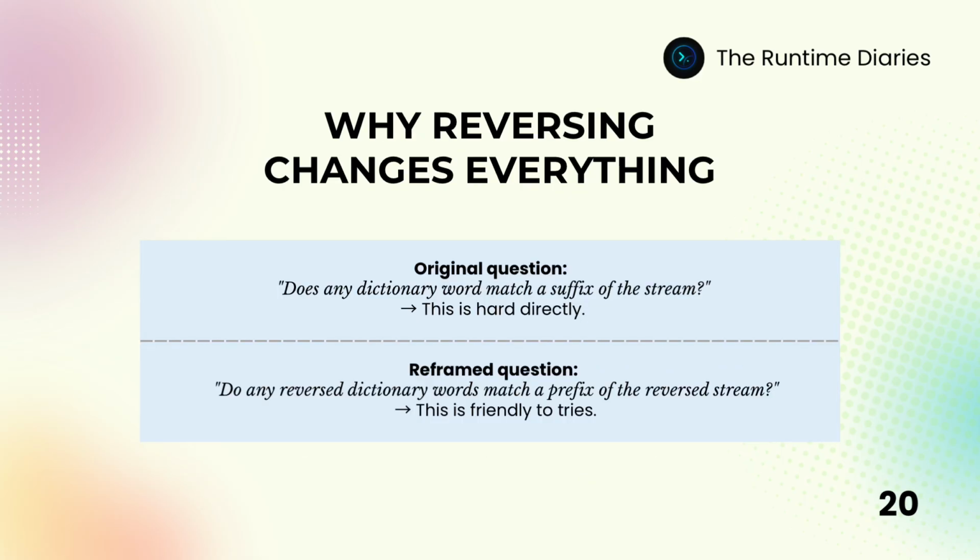So let's talk about why reversing everything is such a breakthrough. The original problem, does the stream end with any dictionary word, is suffix matching, and there's no great data structure for it. You'd have to scan everything manually. The transformed problem, does the reversed stream start with any reversed dictionary word? This is prefix matching, and tries are perfect for this.